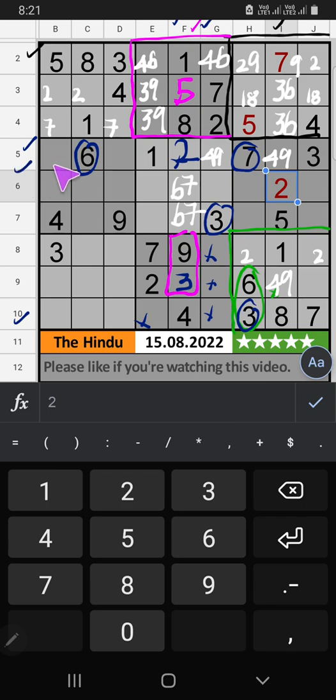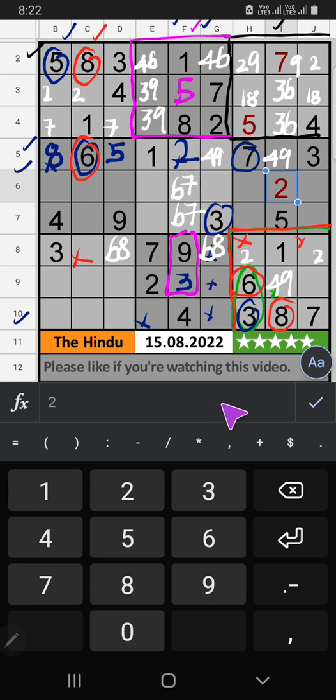Then fifth row, 2 numbers are remaining, 5 and 8. Column B, we already have 5. So 5 can't come in the cell. 5 is confirmed here. Then 8 is here. Ninth grade. Then column C, we have pair numbers 6 and 8. So 6 and 8 can't come in these cells. It will come in one of the 2 cells. We will confirm later.